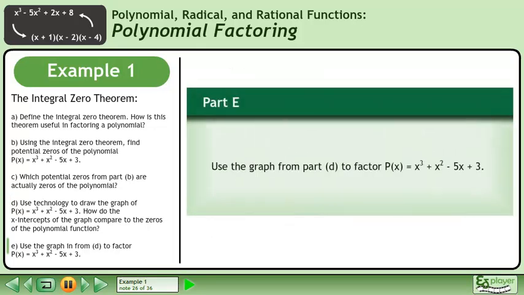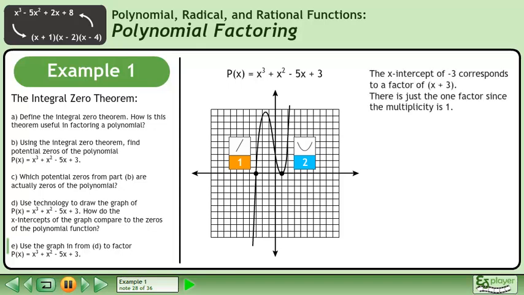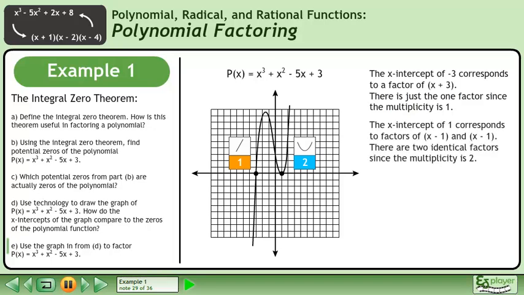In part E, we'll use the graph from part D to factor p of x equals x cubed plus x squared minus 5x plus 3. Bring back the graph from part D. The x-intercept of negative 3 corresponds to a factor of x plus 3. There is just the one factor since the multiplicity is 1. The x-intercept of 1 corresponds to factors of x minus 1 and x minus 1. There are two identical factors since the multiplicity is 2.